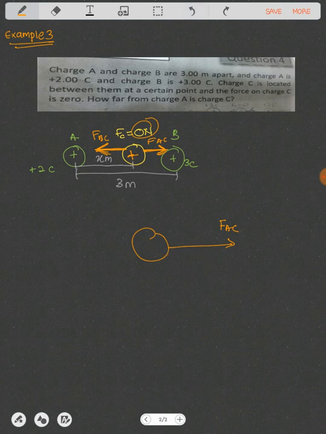Okay, kita buat panjang sikit lah. FBC. Kenapa tak boleh arah yang sama?